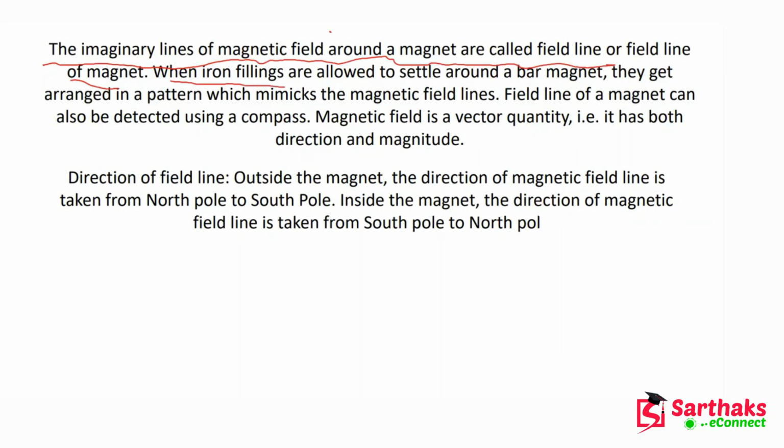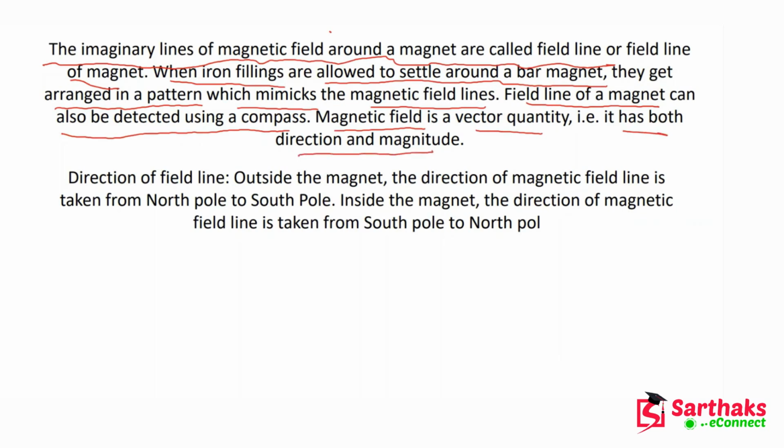When iron filings are allowed to settle around a bar magnet, they get arranged in a pattern which mimics the magnetic field lines. Field lines of a magnet can also be detected using a compass. Magnetic field is a vector quantity. It has both direction and magnitude.